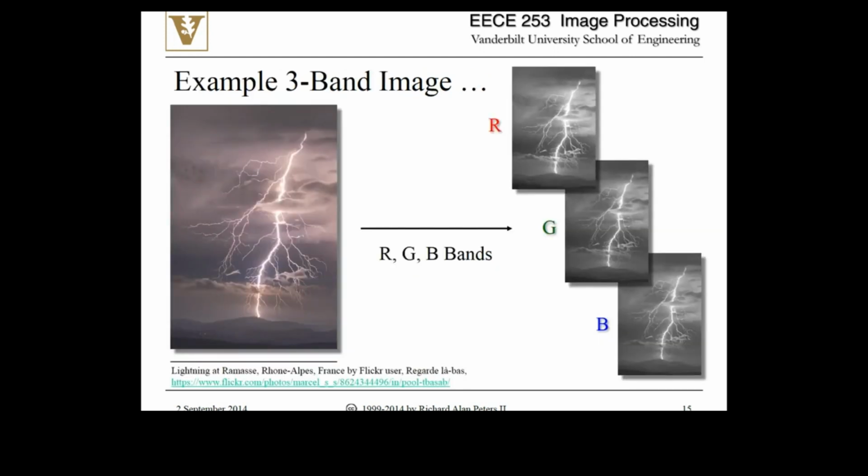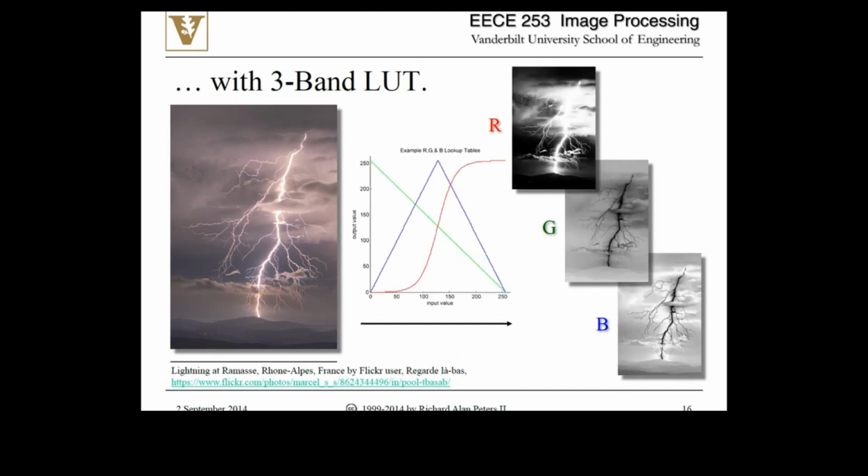Okay, then this is an example of this 3-band separation, and then we will apply different functions to each one of the channels. So we separate, and now we will apply these functions to each one of the channels. The red channel we will apply this sigmoid function.